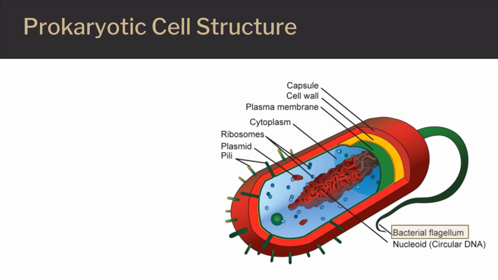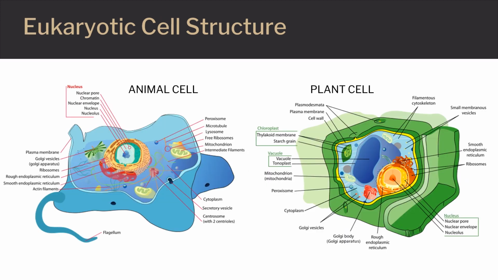Next, let's look at eukaryotic cells. These cells are quite different from prokaryotic cells. All eukaryotic cells have a membrane-bound nucleus and other membrane-enclosed organelles. All eukaryotic cells are fundamentally similar to one another. Eukaryotic cells include both animal and plant cells. Let's take a closer look at some of the structures and organelles of these cells.